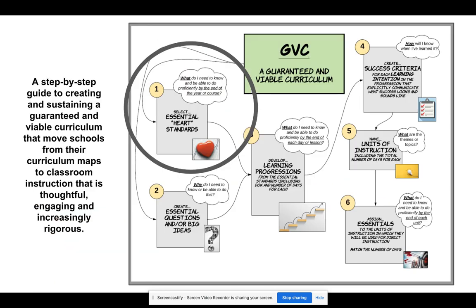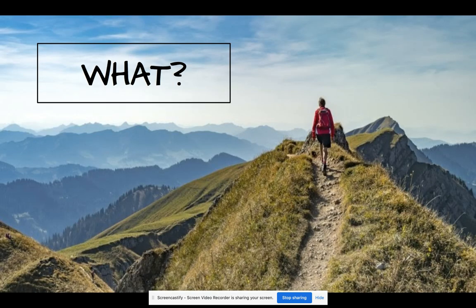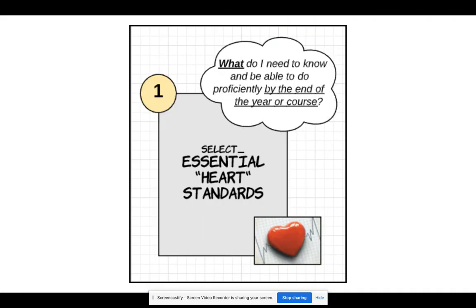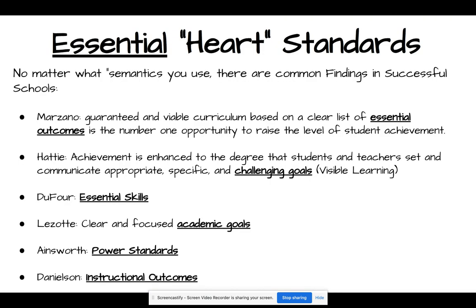So if you remember, the map looks like this, and we are going to be focusing again on step one, essential hard standards. What do I need to know and be able to do by the end of the year or the course? So what are essential hard standards? No matter what, and this is one of the things that we need to focus on.